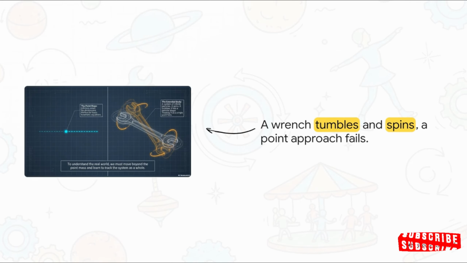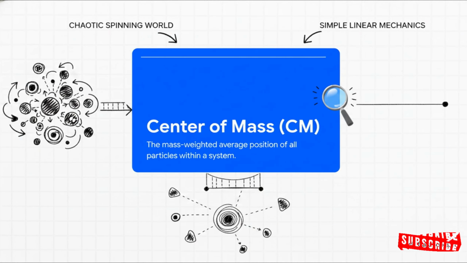Imagine throwing a wrench through the air. It doesn't just glide smoothly, right? It spins wildly, end over end. To truly understand the real world and to actually solve these exam problems, we're forced to learn a new extended framework, because tracking every single particle of that tumbling wrench is literally impossible. So, how do we solve this? Well, we use a crucial mathematical life raft called the center of mass.